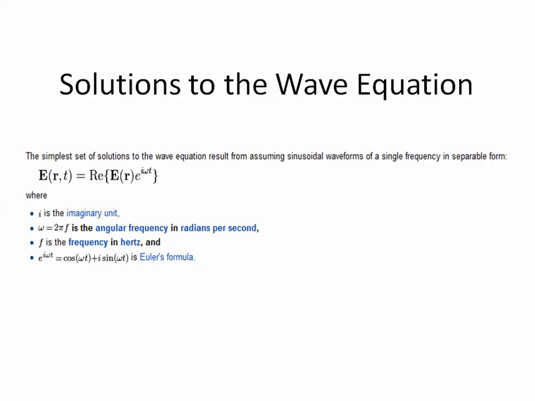Waves with more complicated shapes may be created by adding together various combinations of sine waves with different frequencies and different amplitudes. All the solutions to the wave equation can be constructed by linear combinations of these sine waves.